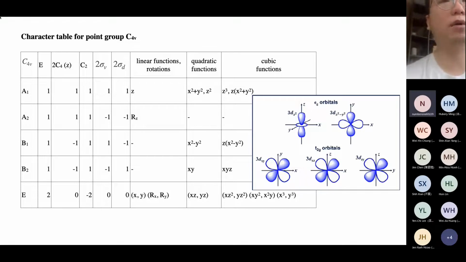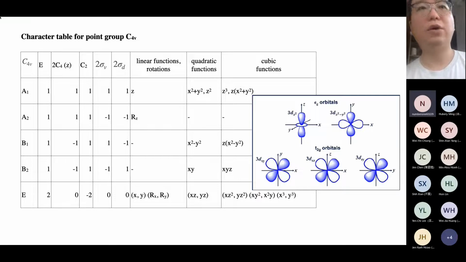And then we look at the different rows on the left hand side: A1, A2, B1, B2. A1 basically means S wave. A2 is S wave that is odd under inversion, so we normally don't see that. B1, B2 are D wave, and E is PX, PY. So just to give you guys an idea what it means.